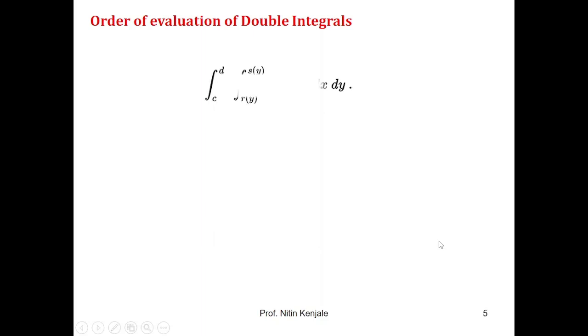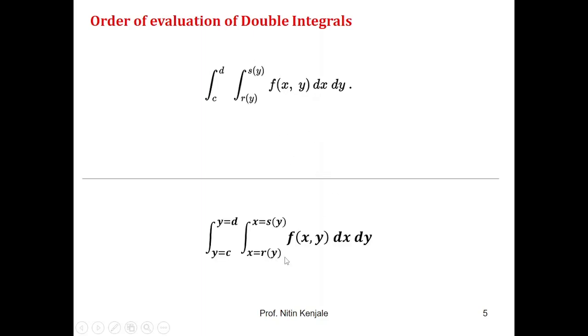Similarly, if limits of inside integral are in terms of y, then we have to evaluate this integral of f of x comma y with respect to x first, because these inside integral limits are limits of x. You can consider it as x is equal to r of y and x is equal to s of y. So the outside integral limits will be limits of y. Therefore, here order of evaluation in this particular example is dx dy. That means we have to evaluate inside integral first with respect to x, and after solving it we will solve this outside integral with respect to y.